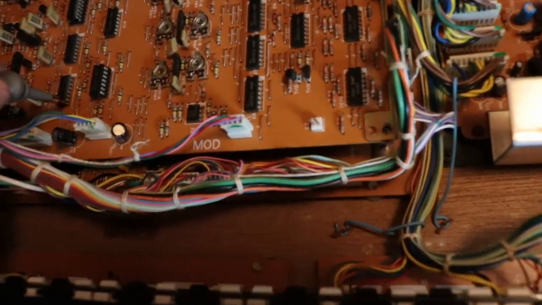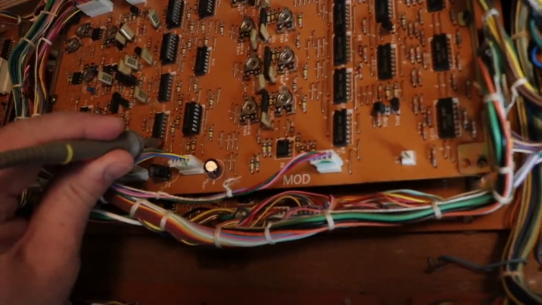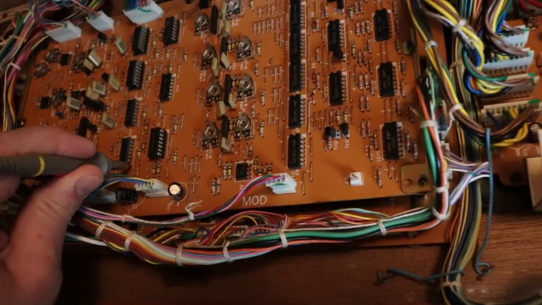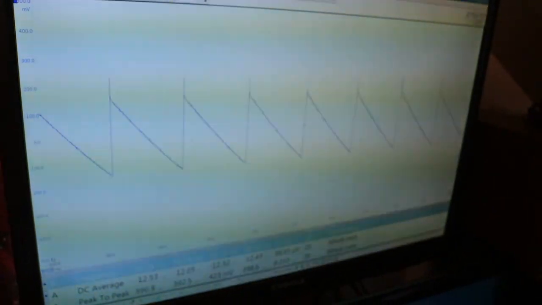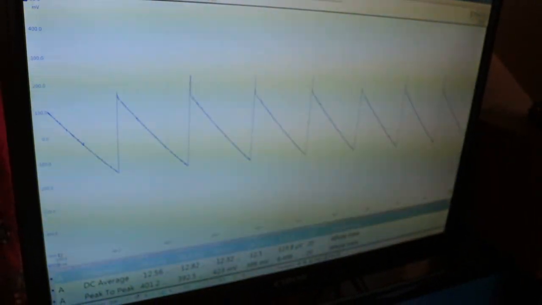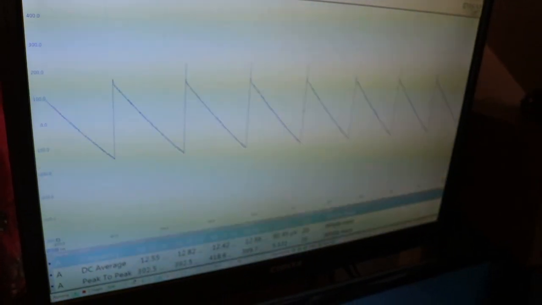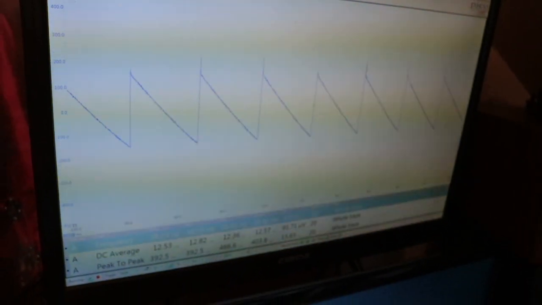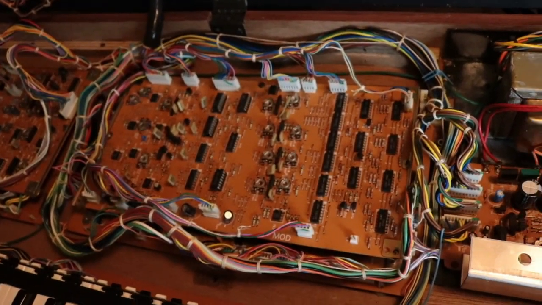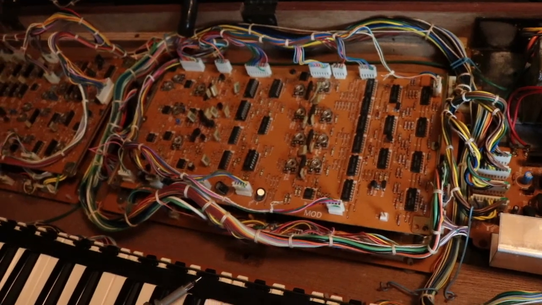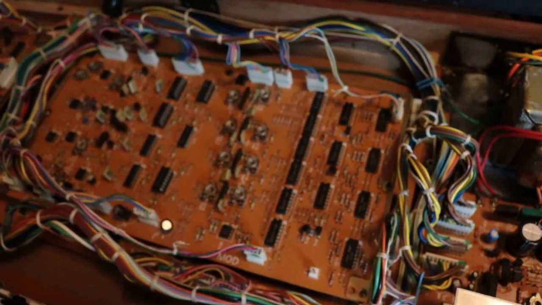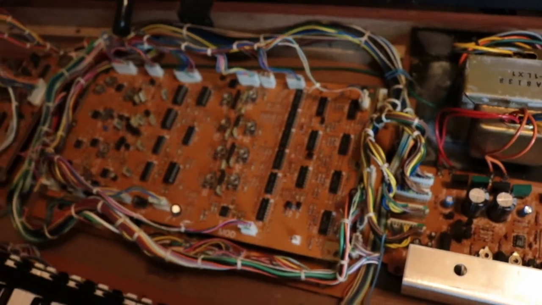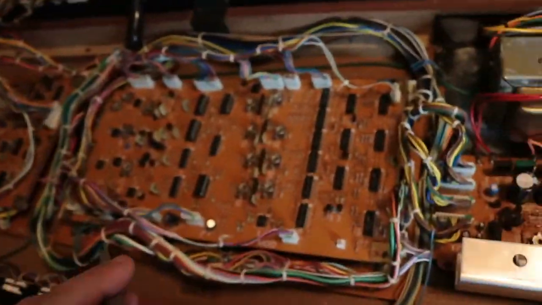So if we just have a look on the scope, you can see a nice sawtooth waveform coming off the oscillator board and into the modulator board. And if I check all the other 4, they're all the same. So I don't think it's a fault with the oscillator board. Okay, now we're going to take a look at the output of those wave selector chips.